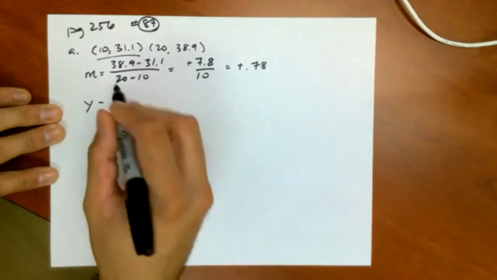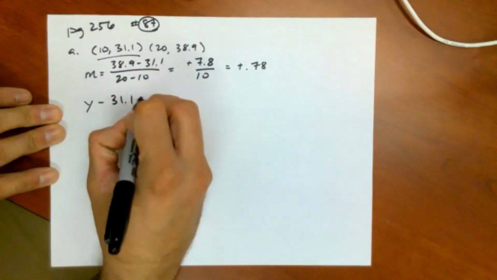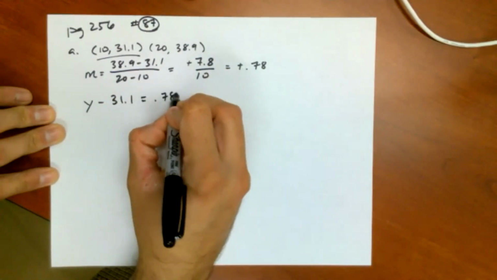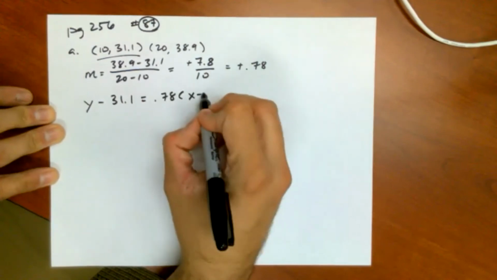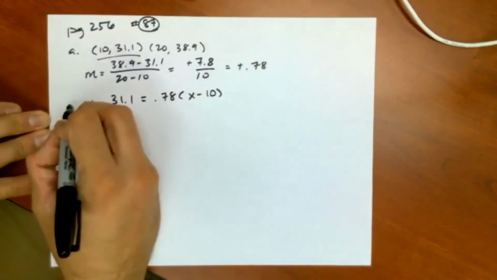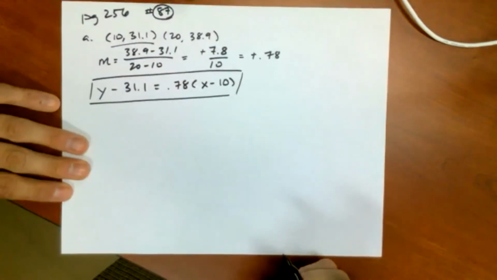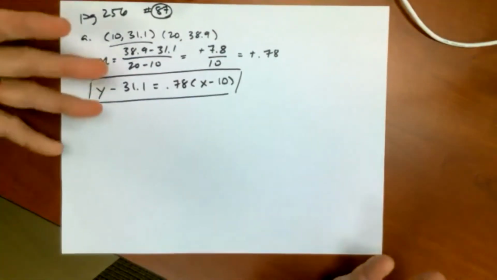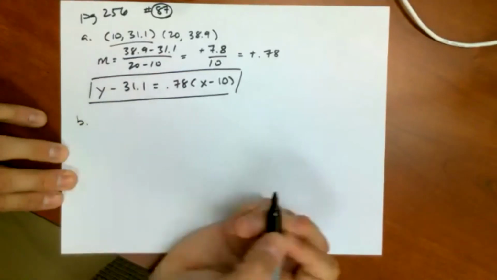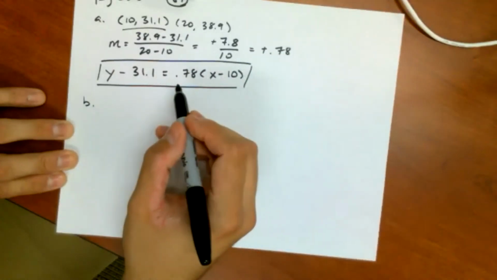So y minus 31.1 equals 0.78 times x minus 10. So that's part A. We found the point slope form of that line. And part B has to write the equation for the line, right? Well, we just have to solve for y here, right?